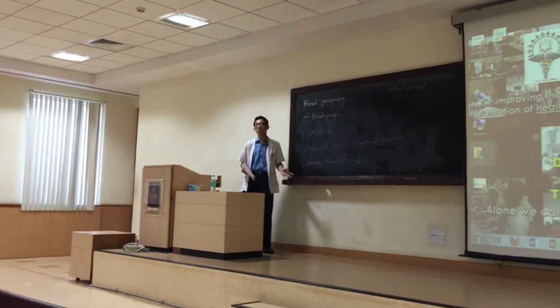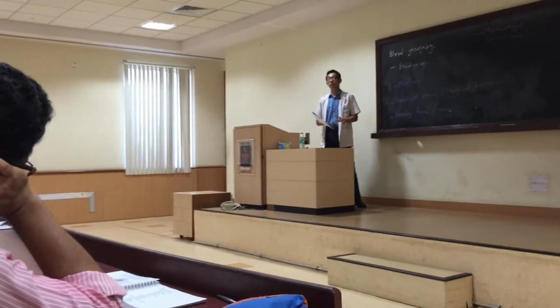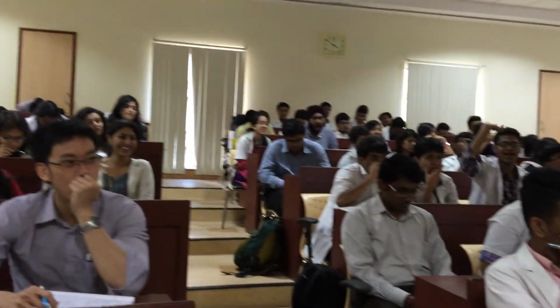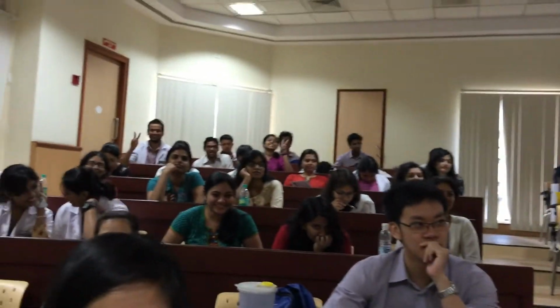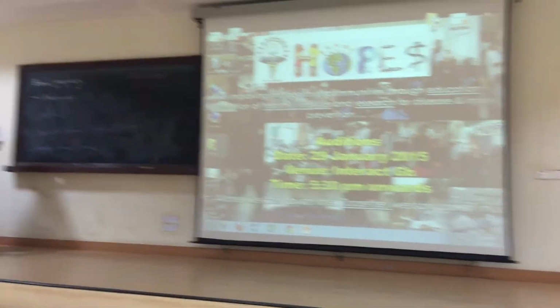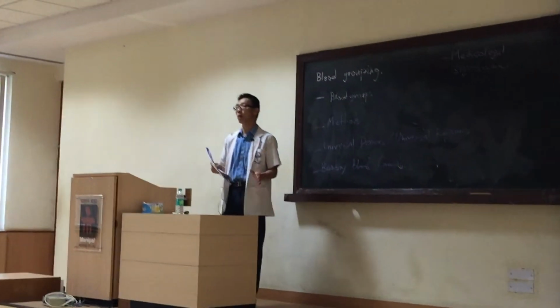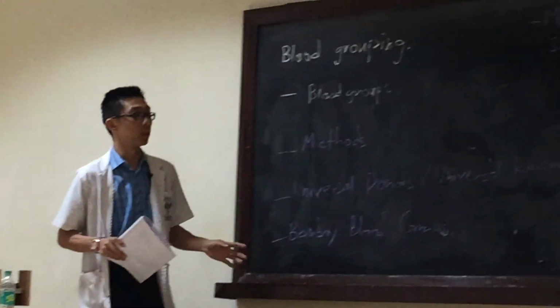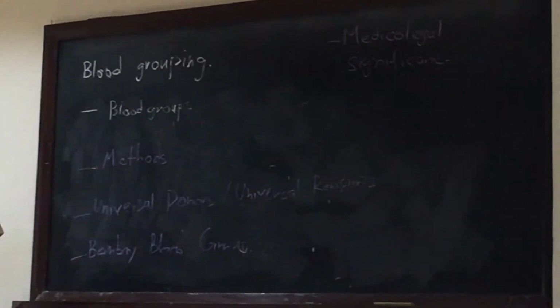Then we go to methods. For the methods of blood grouping, basically I have checked on my books. Only the titles are given, which include tube, tile, absorption, inhibition, absorption, elution. For the details of the method, you can either search in the books or go further on the internet. Next, we talk about universal donors and universal recipients.